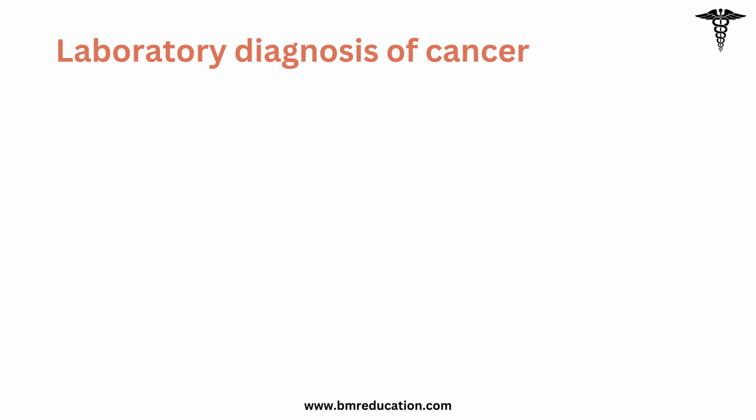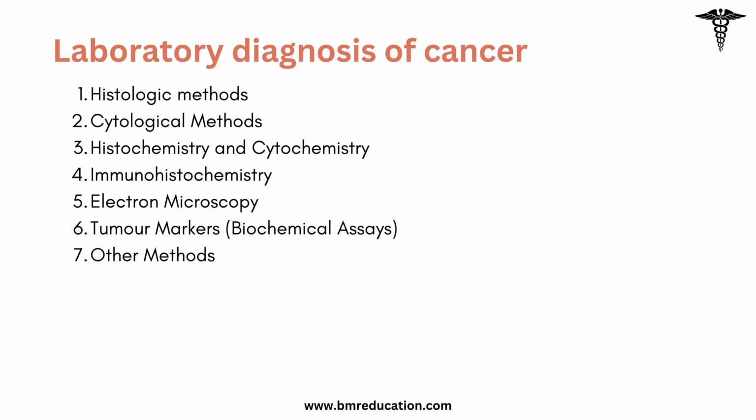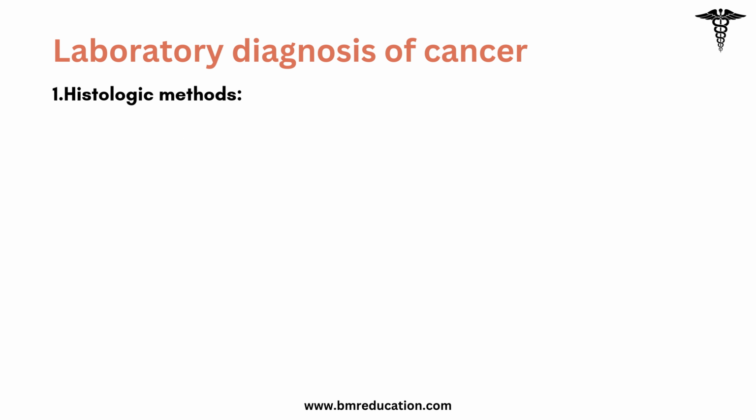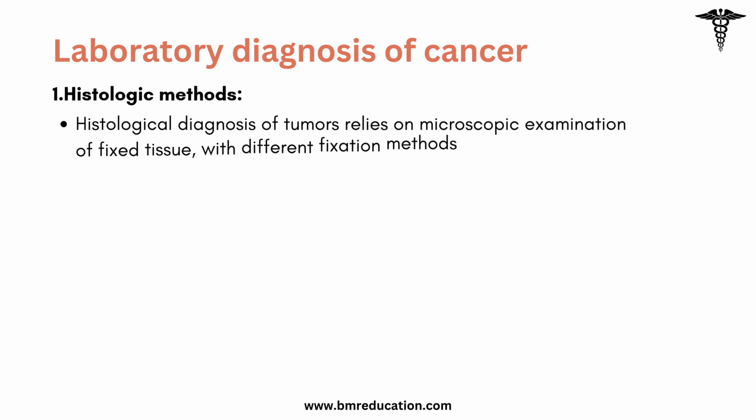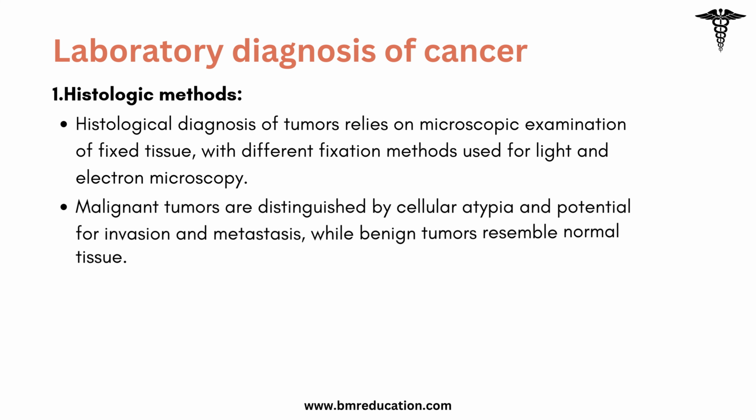Now let's learn the laboratory diagnosis of cancer. These are the various methods of cancer diagnosis. The histologic method. The histological diagnosis of tumors relies on microscopic examination of fixed tissue, with different fixation methods used for light and electron microscopy. Malignant tumors are distinguished by cellular atypia and potential for invasion and metastases, while benign tumors resemble normal tissue.